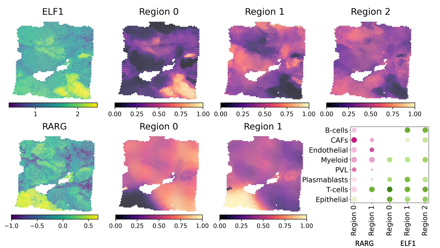This tells us that the effects of RARG depend not only on the cell type proportions in a spot, but also on some things about the spatial context of the spot. And this is the result that we expected to see because RARG is actually a ligand-dependent transcriptional regulator.